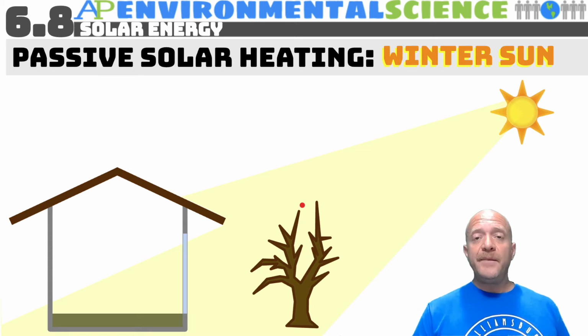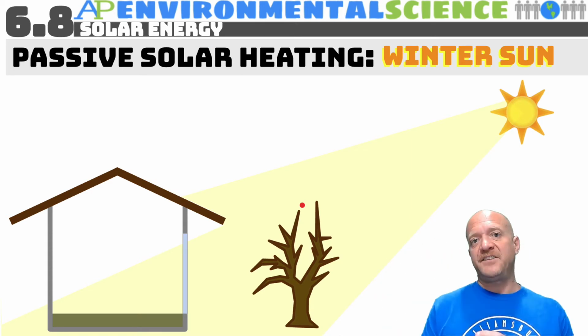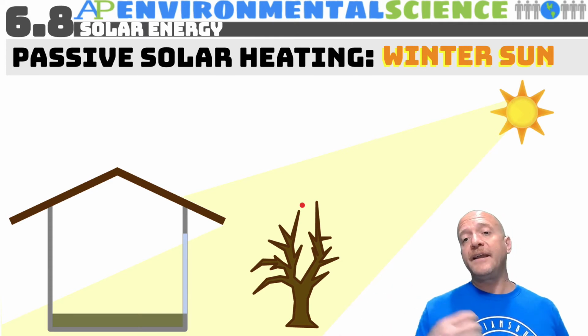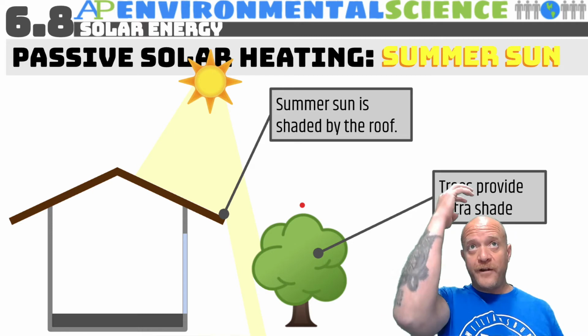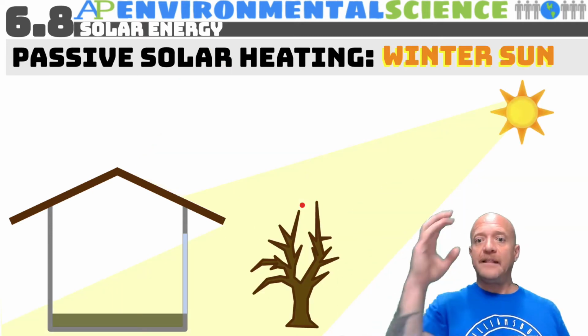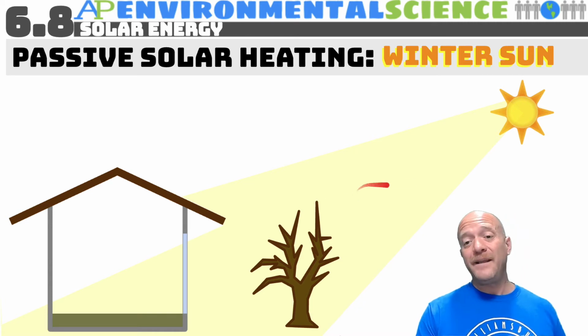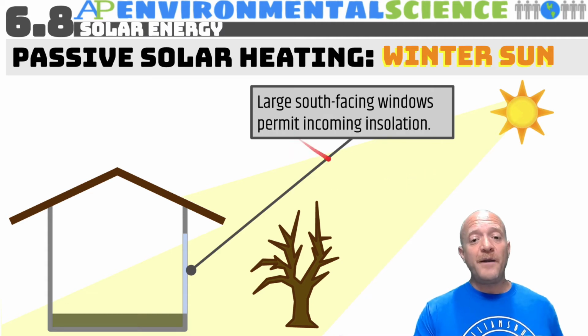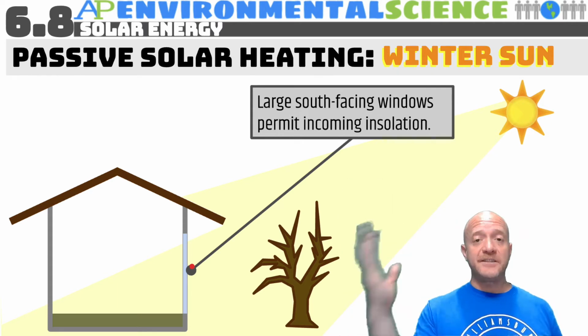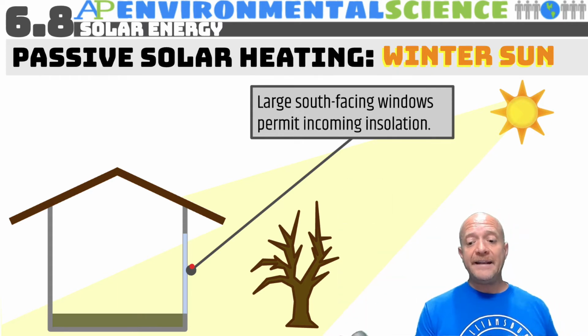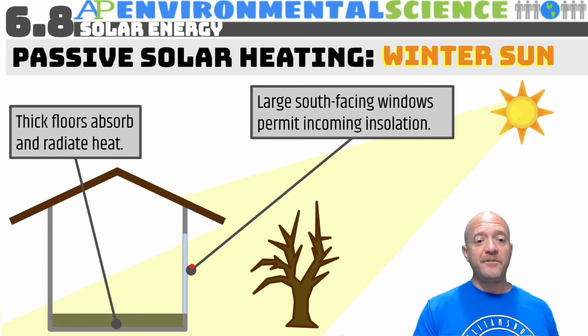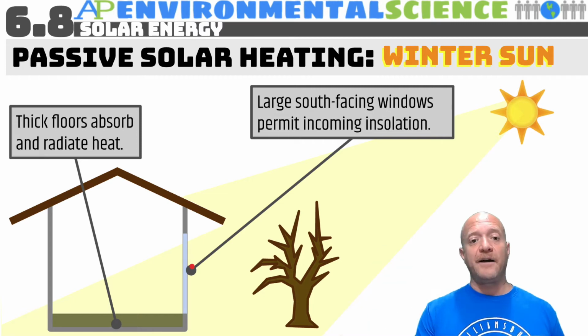Now in the winter, because of the position of the sun in relation to the Earth's tilt, we do not get direct rays. In the summer, we'll have more overhead direct sunlight. In the winter, it's a little bit farther south appearing. And that is better because when you have winter sun, if you have large south-facing windows, the incoming insolation, the solar radiation, is going to be permitted to come into your house and heat up your house. Also, if you have thick floors made of something that will absorb thermal energy, like concrete, it will absorb that heat and then re-radiate it throughout the house.